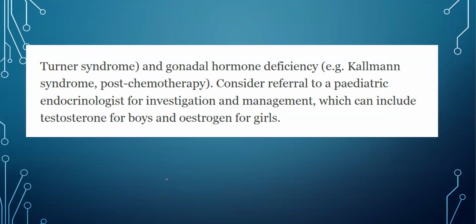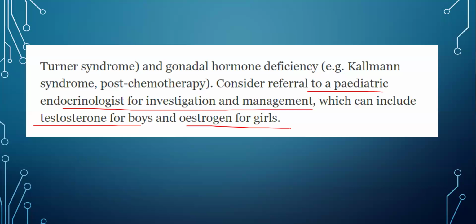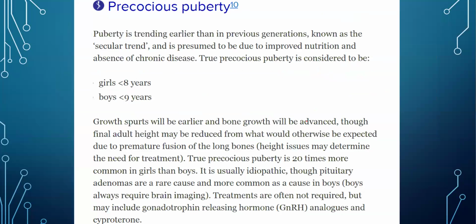If there is a feature that suggests delayed puberty, then you'll need to refer the child to a pediatric endocrinologist for further investigation. You can also start by checking the testosterone level for boys and estrogen level for girls. Okay, so you can do this. And if that comes back low, you will send the child to a pediatric endocrinologist. So we know about delayed puberty.